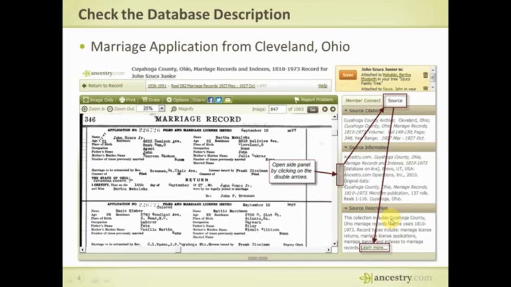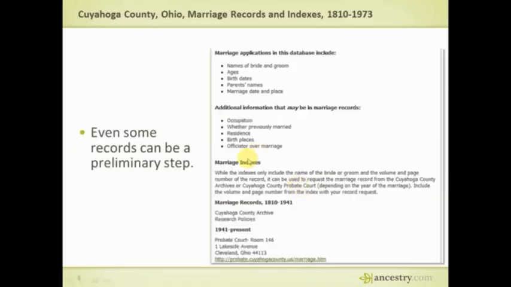And that's really important to do for a lot of reasons, but this is a great example of why. Even some records are just a preliminary step. The marriage applications in this database include the names of the bride and groom, ages, birth dates, parents' names, marriage date, and place, which is all fantastic information. But there is additional information that may be in the actual record. The occupation, whether they were previously married, residence, birthplaces, and who officiated. That can give you that church affiliation that we need.